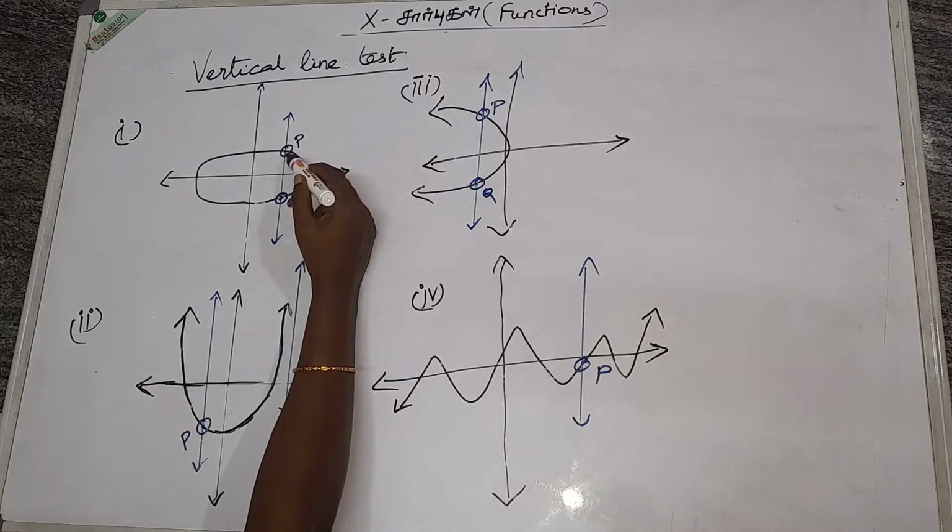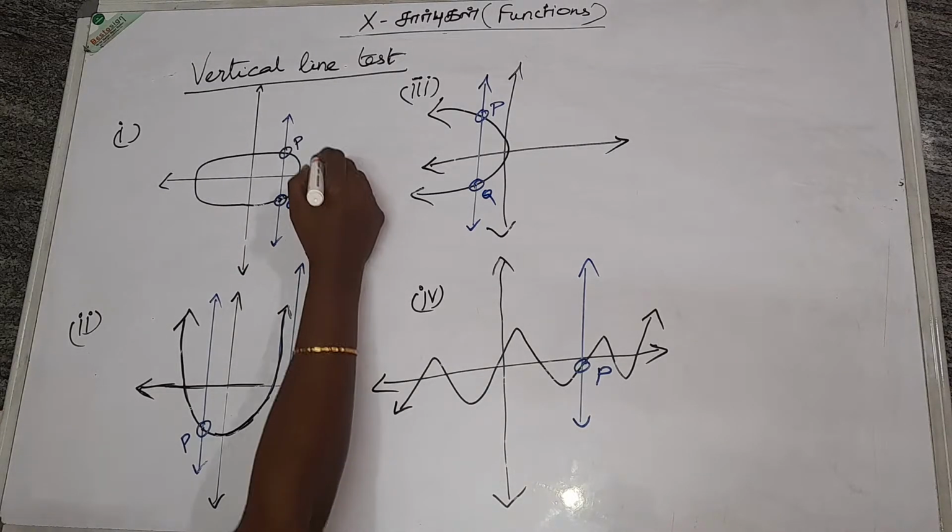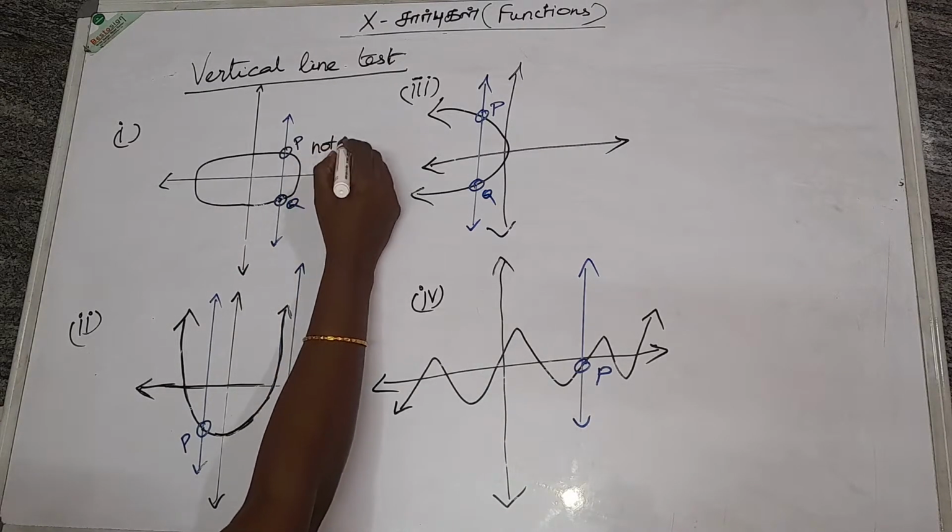See the first one. Here this curve is given, the vertical line is there, the blue color line is a vertical line, so it touches at 2 points P and Q. So here this vertical line touches the curve in more than one point, so we can say this one is not a function. So this diagram represents not a function.